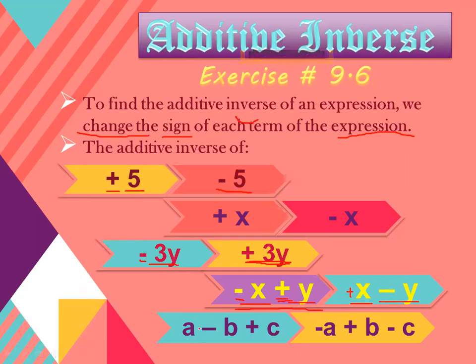So here you have three terms. This is term number 1, this is term number 2, and this is term number 3. Term number 1 has a plus sign, term number 2 has a minus sign, and term number 3 has a plus sign. So what you have to do is write down the additive inverse of each term. So how will you write it?